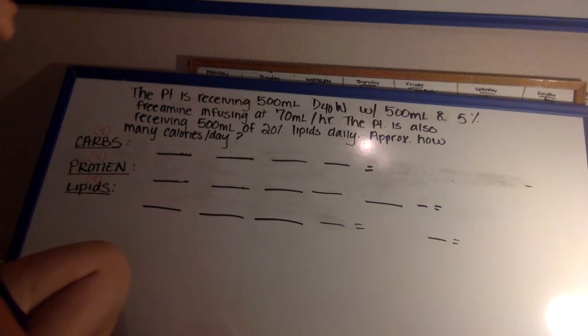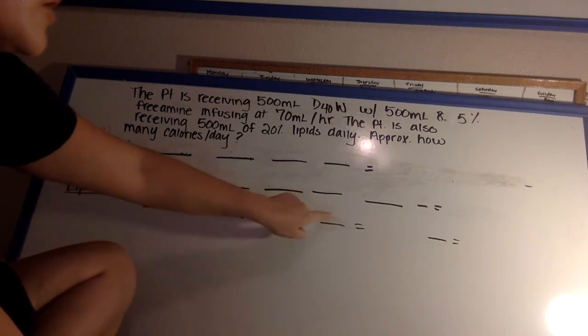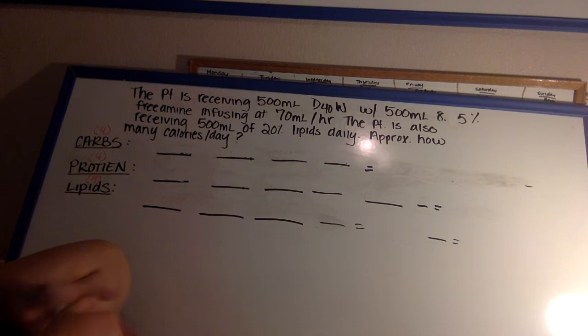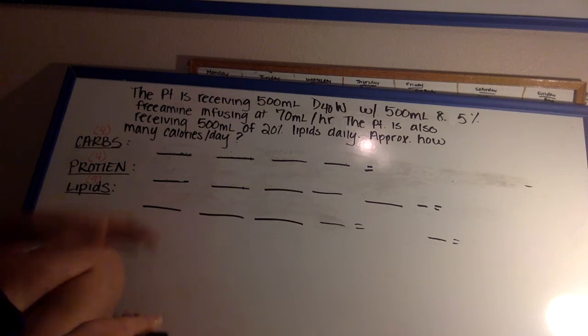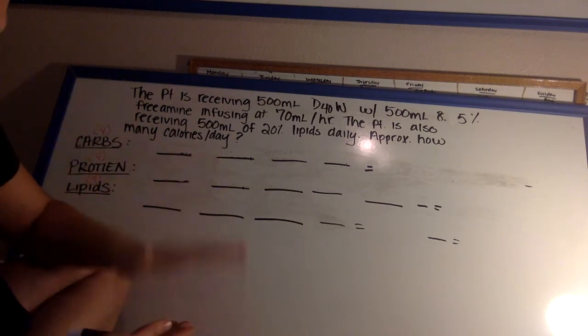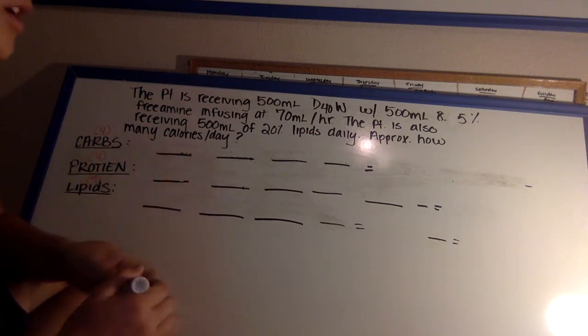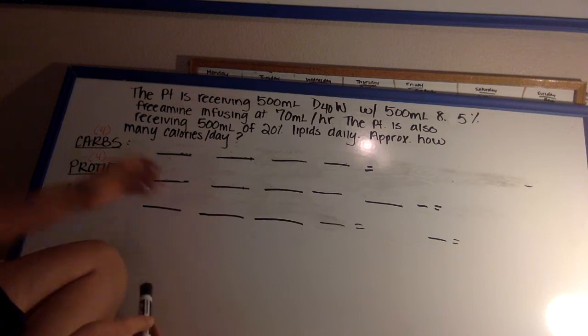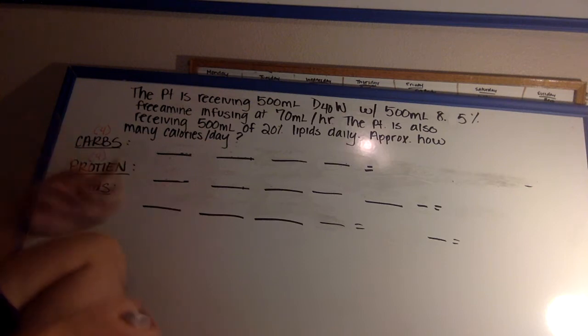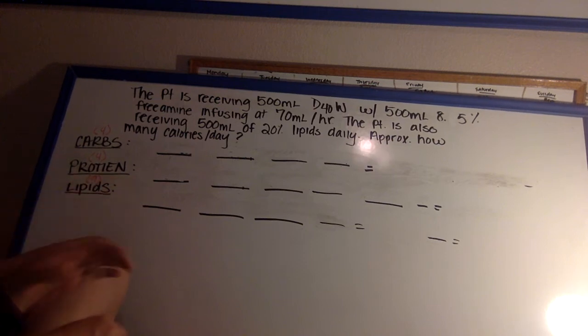Some things that I like to think about before I just jump in and start plugging things in is, what do I need to know? I need to know how many calories of carbs, protein, and lipids there are per gram. If you think all the way back to your basic fundamentals of nursing, protein and carbs are 4 calories per gram. Lipids, however, are 9 calories per gram. So just think of it like that.